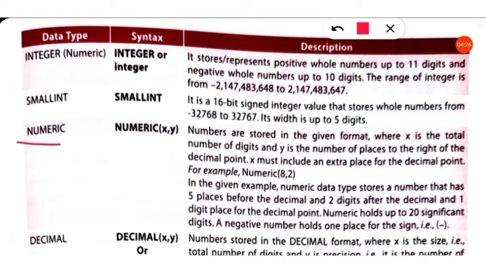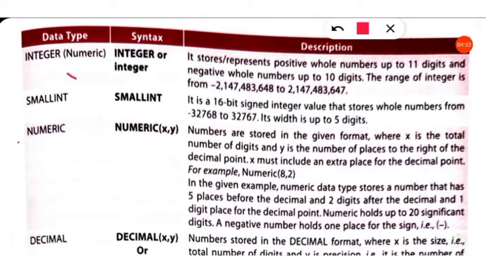Then numeric. Numeric data types are stored in the given format where x is the total number of digits and y is the number of places to the right of the decimal point. x must include an extra place for the decimal point. So here you can see numeric data type.